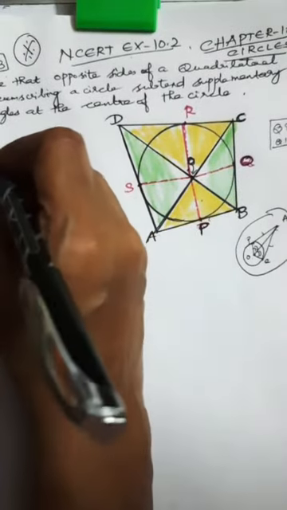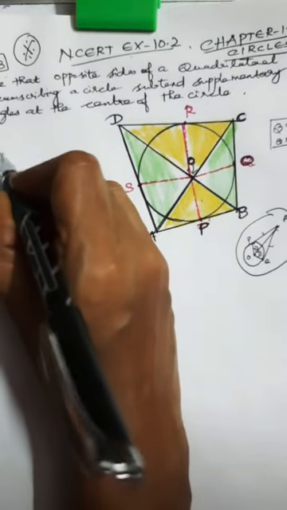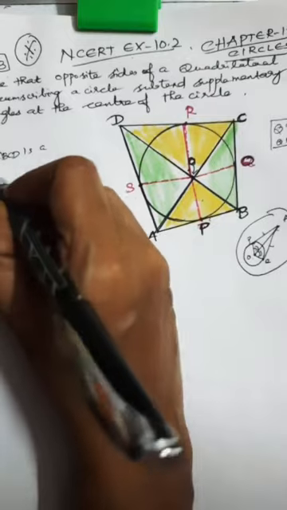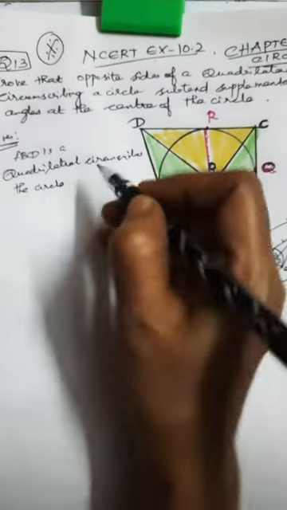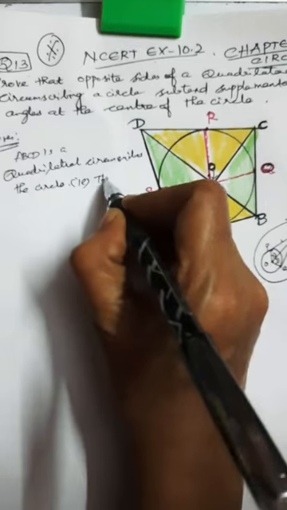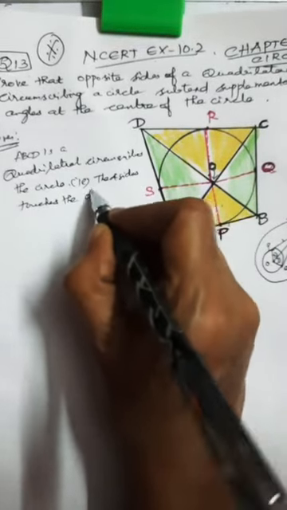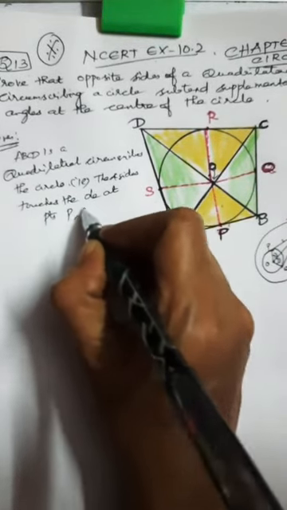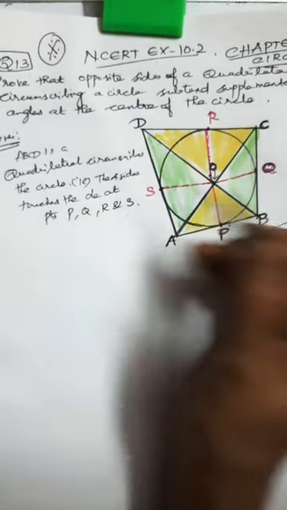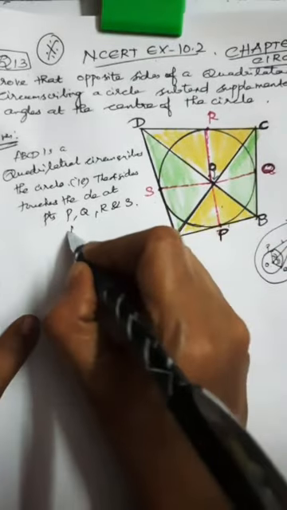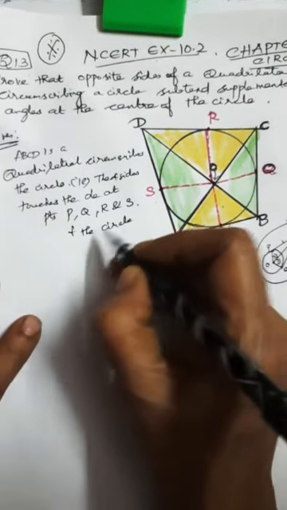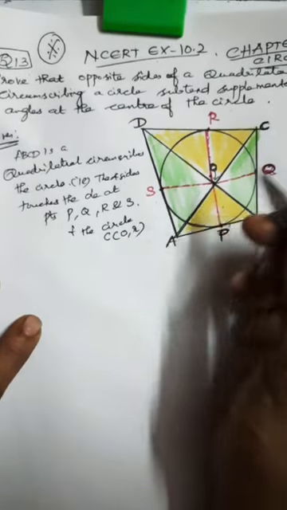First, let us list down what is given. ABCD is a quadrilateral, circumscribing the circle, that is, the four sides touch the circle at points P, Q, R and S. And the circle is C with the center O and radius R.